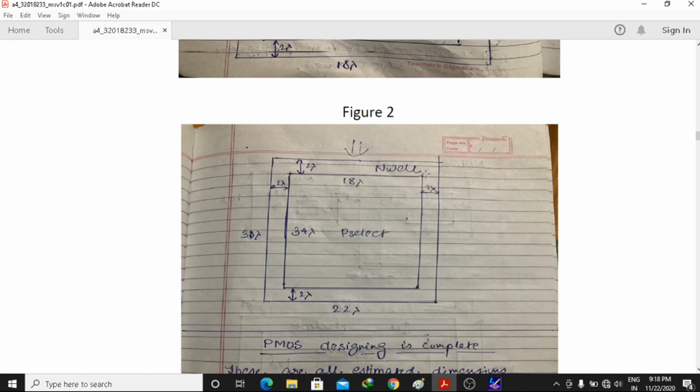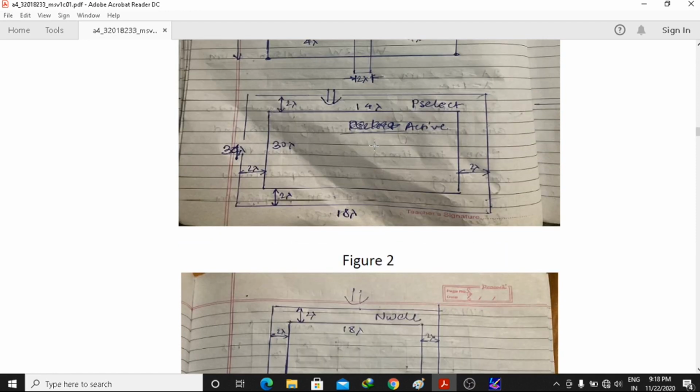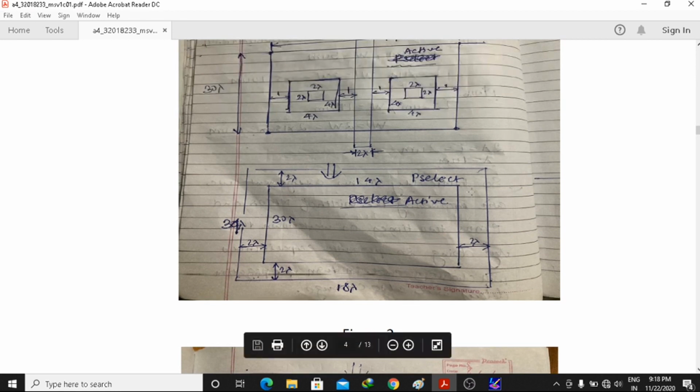So how I draw is, first I draw the NOL. After drawing the NOL, I draw the P select. Now the minimum separation between the P select and this NOL edge should be 2 lambda on both sides. So you maintain this also. And after drawing the P select, we have to put active. The minimum separation between the active and this edge of the P select should be 2 lambda on both sides. Right. After drawing the active, I will draw the metal, and after placing the metal, I will place this polysilicon layer, and after that I will place the metal contact.